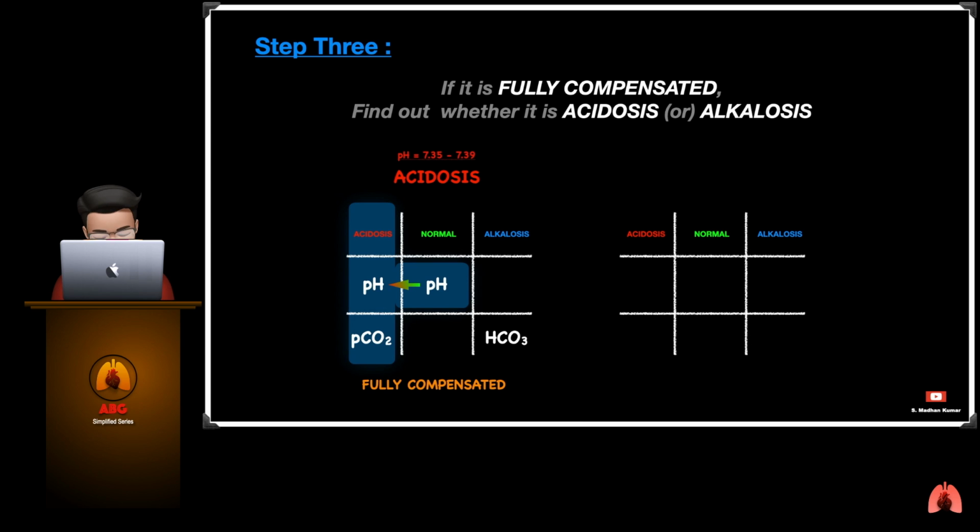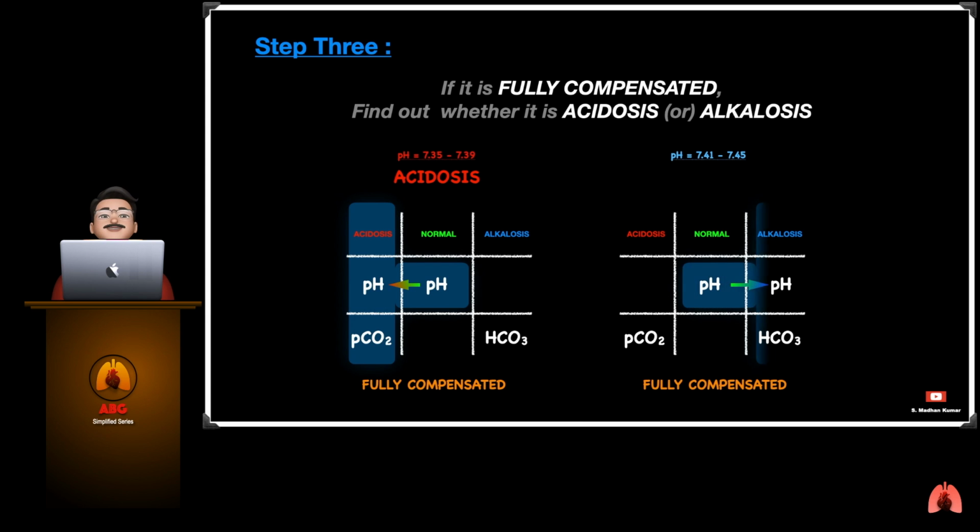The same way, the pH is normal, the PCO2 and HCO3 values are abnormal, it is fully compensated, and the pH value is in the range of 7.41 to 7.45. The pH is leaning towards alkalosis, so it can be considered as fully compensated alkalosis. This method can be followed only if the values are considered to be in the fully compensated state.